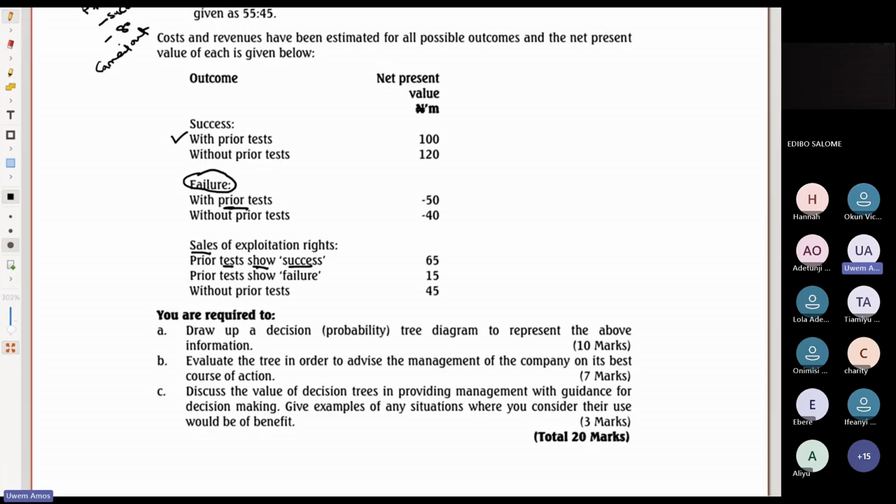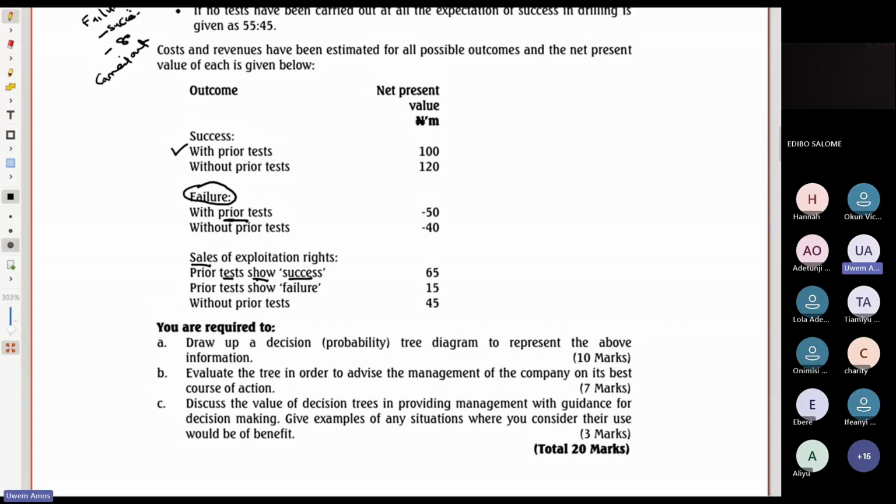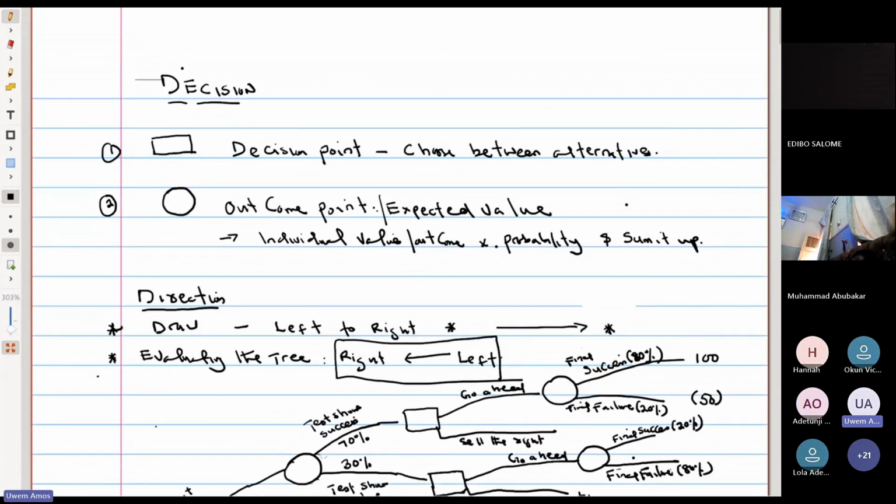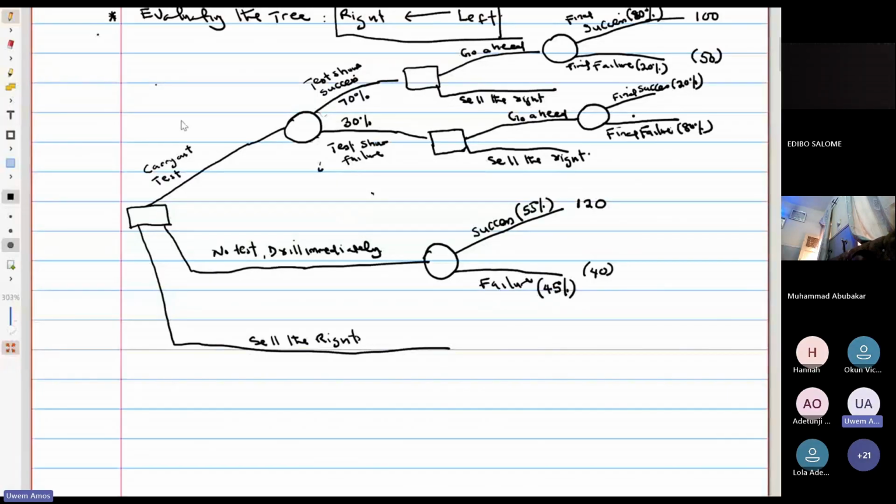So let's go to prior test. So we carried out the test. Cannot be the last two because we didn't carry out any test in these two. So we carried out the test. It shows success, and we still went ahead to sell the right. Our NPV, if we do that, is 65.